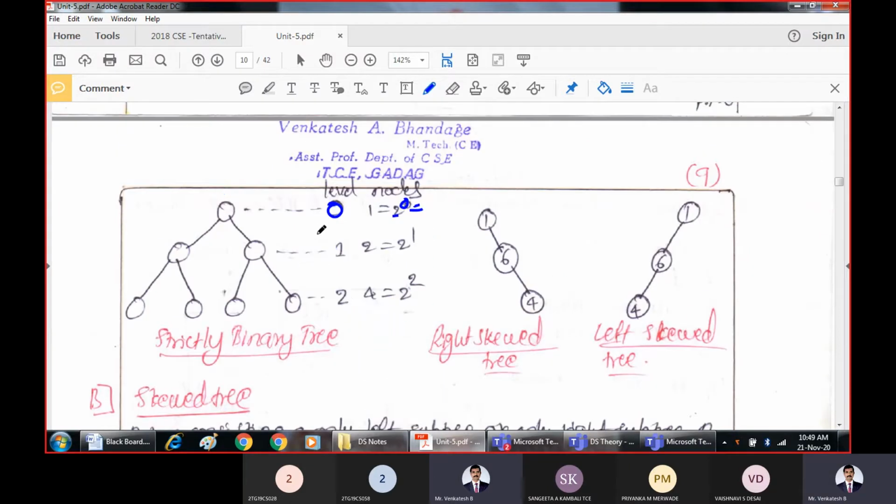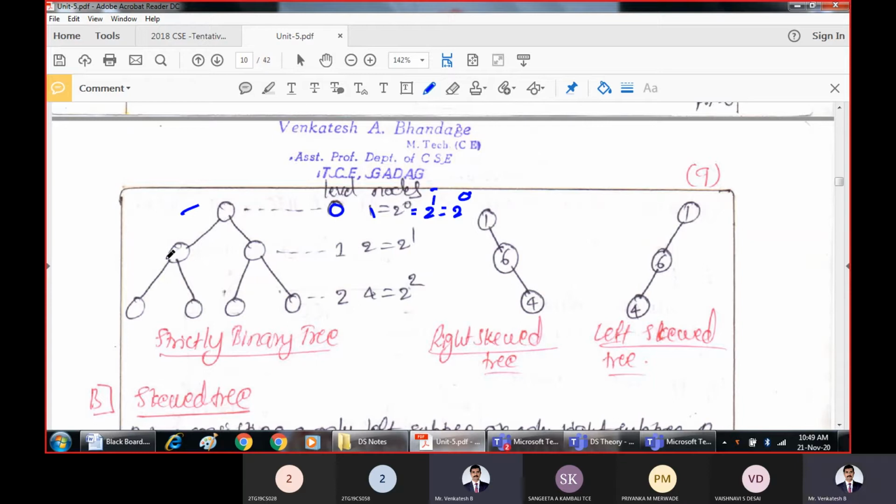Say for example, this is one of the strictly binary trees. So its level is 0. How many nodes is it having? 1. That is nothing but 2 raised to i, that is 2 raised to 0 because i is 0. So 2 raised to 0 is 1. So it is having 1 node.